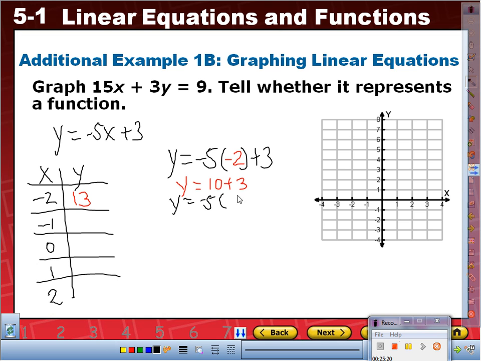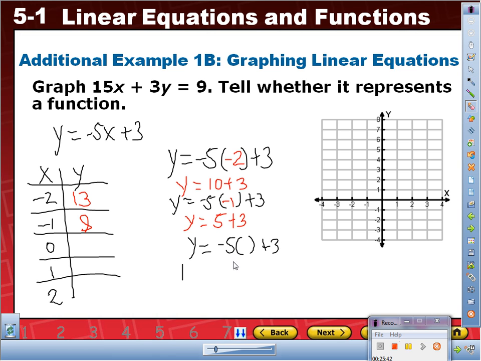We do it again for the next number. Y equals -5, open parentheses, plus 3. So my next value for x is what? -1. What is -5 times -1? Positive 5 plus 3, that is 8. We do it again for the next one. Y equals -5 times parentheses plus 3. And my next value to substitute in there is 0. So therefore, -5 times 0 is 0 plus 3. What is 0 plus 3?